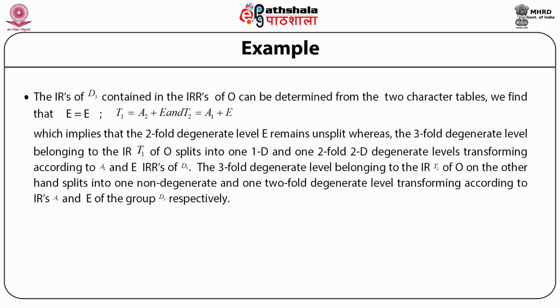That means when the symmetry is reduced from the symmetry O to the symmetry D3, the energy level belonging to the representation T1, which is triply degenerate, splits into one single non-degenerate level and one doubly degenerate level. Thus, the threefold degenerate levels belonging to the irreducible representation of O split into one non-degenerate and one twofold degenerate energy level, transforming according to the irreducible representations, say A1 and E, of the group D3.